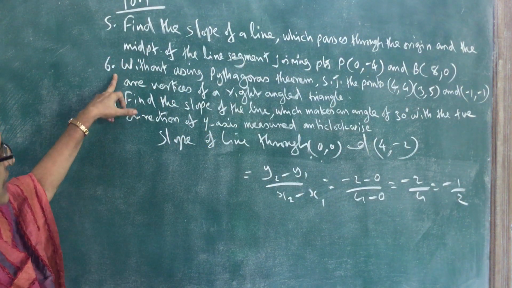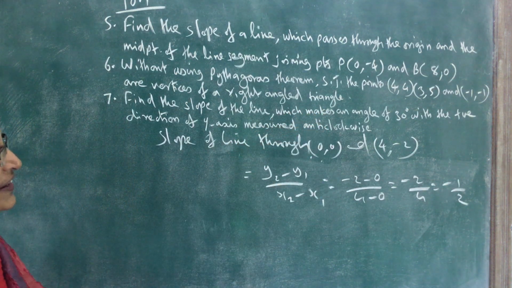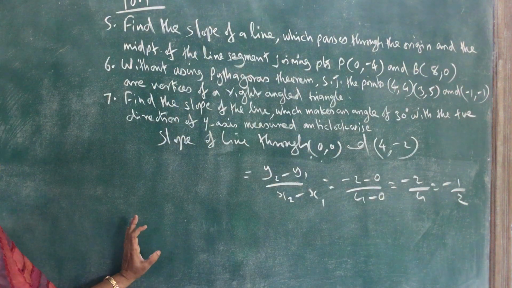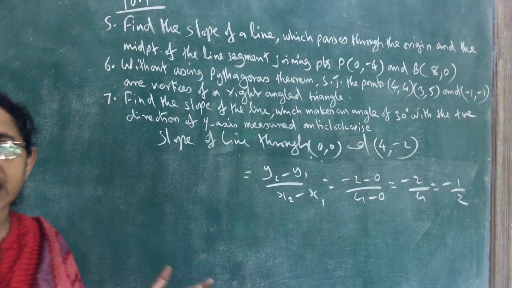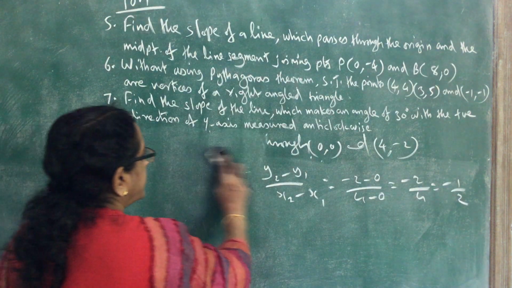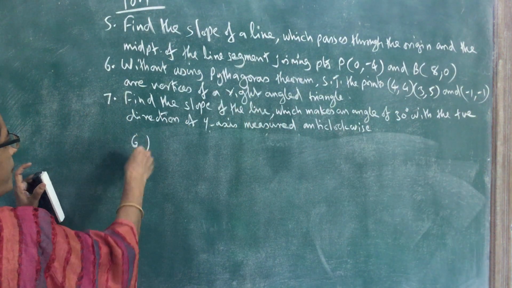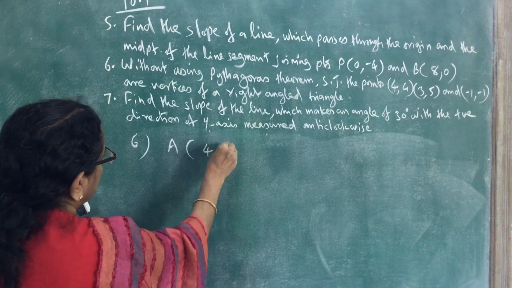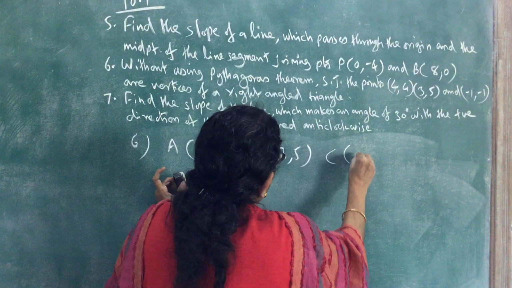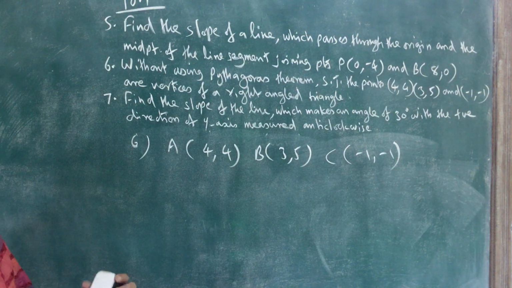Now sixth one: without using Pythagoras theorem, show that the points 4, 4, 3, 5 and negative 1, negative 1 are the vertices of a right angle triangle. We know the method to prove a triangle is a right angle triangle: we can apply Pythagoras theorem. Now without using Pythagoras theorem, how can we prove that these are the vertices of a right angle triangle? So we can name the points A 4, 4, B 3, 5 and C negative 1, negative 1. We have to prove that these are the vertices of a right angle triangle.